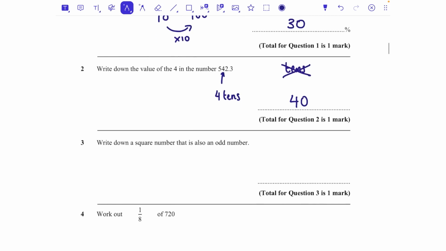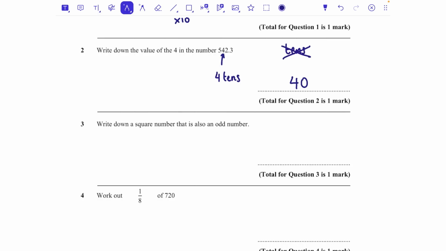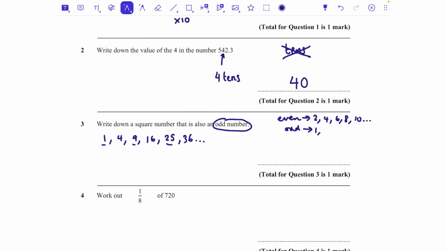Write down a square number that is also an odd number. So your square numbers are 1, 4, 9, 16, 25, and so on. It's 1 times 1, 2 times 2, 3 times 3, 4 times 4, 5 times 5, 6 times 6 would be 36, and so on. So we need one of those that's also odd, and you could pick 1, you could pick 9, you could pick 25. Odd are numbers not in the 2 times table. So the 2 times table, your even numbers are 2, 4, 6, 8, 10, and so on. Your odd numbers are all the numbers in between those. So 1, 3, 5, 7, 9, etc.